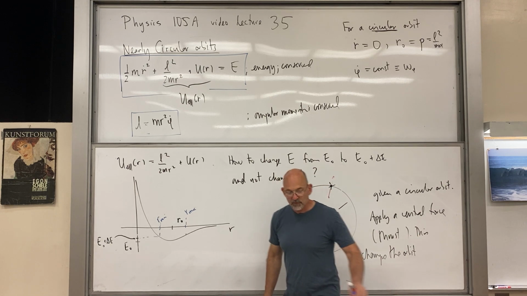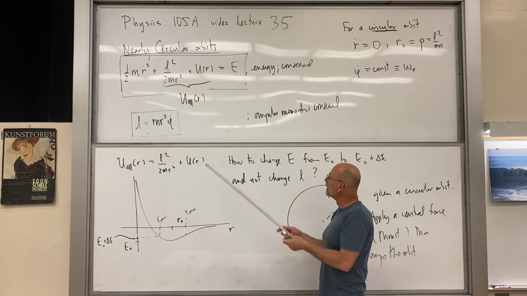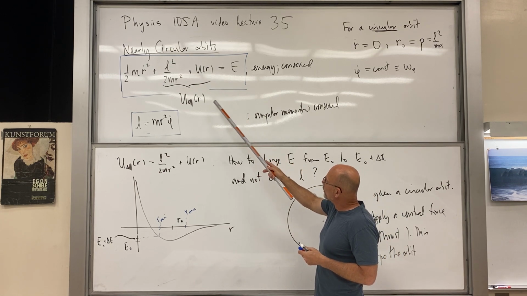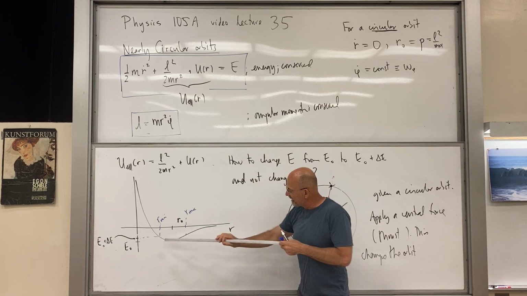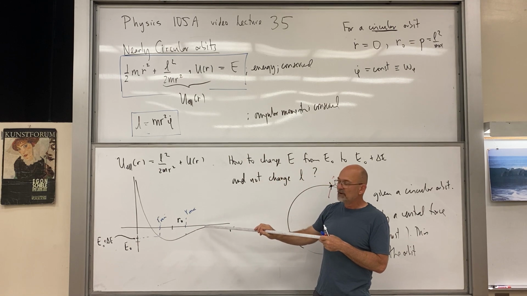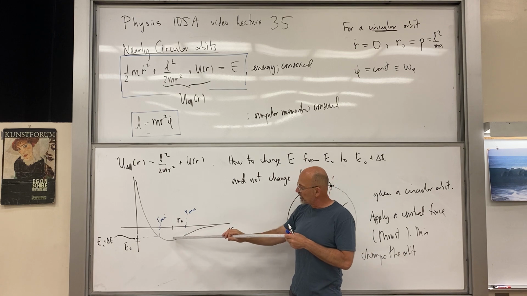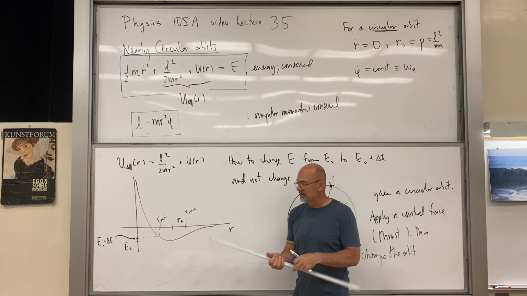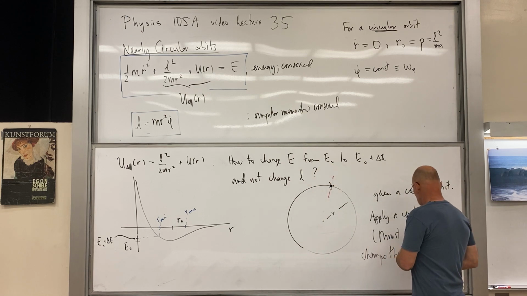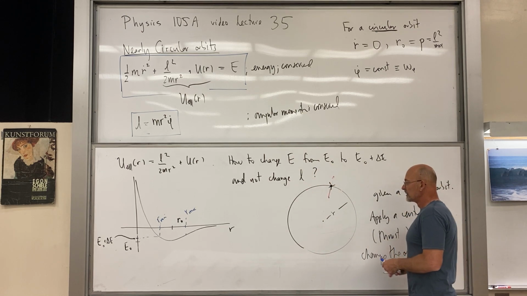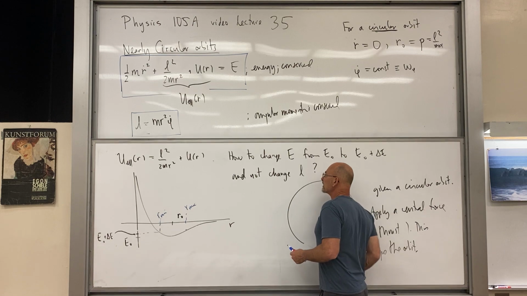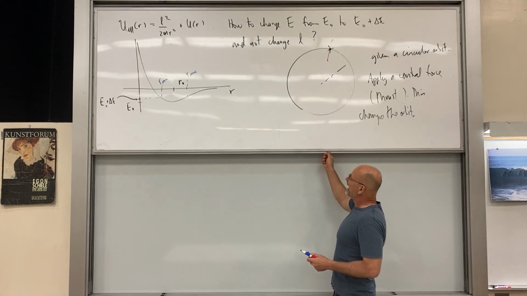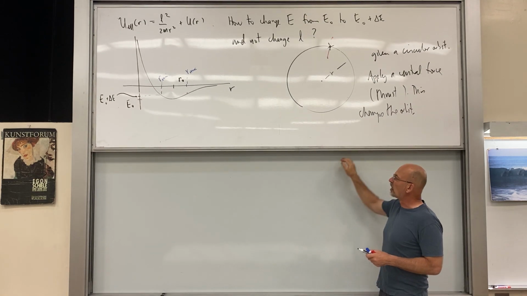And remember, this was an effective one-dimensional problem. So we're in an effective potential well. And if we're in a potential well near the local minimum, what do we get? We get oscillations. So it changes the orbit. What we get next is oscillations in R.